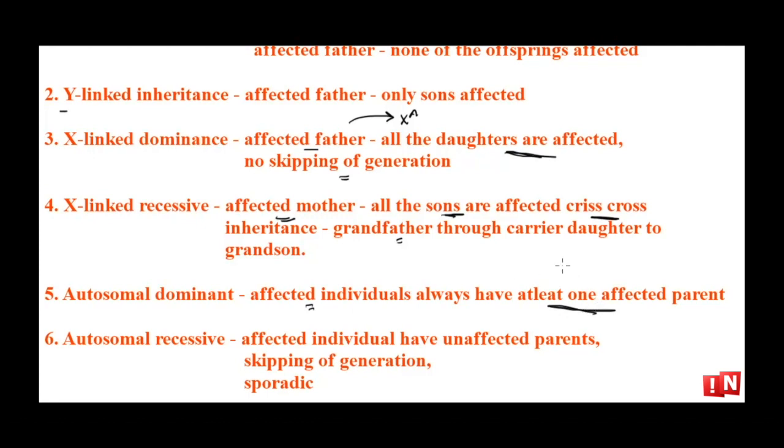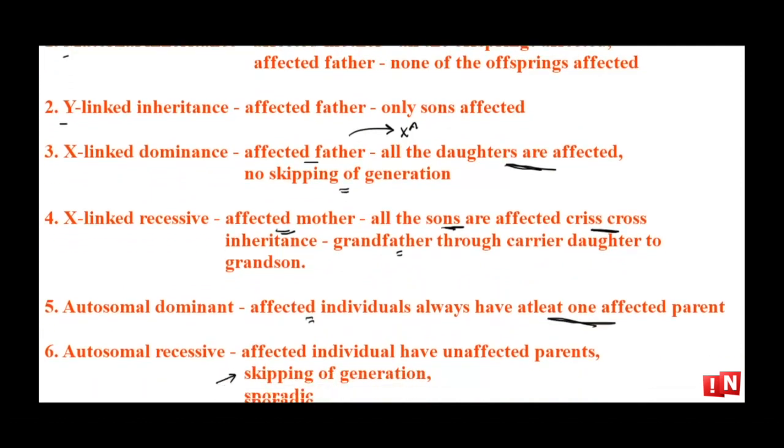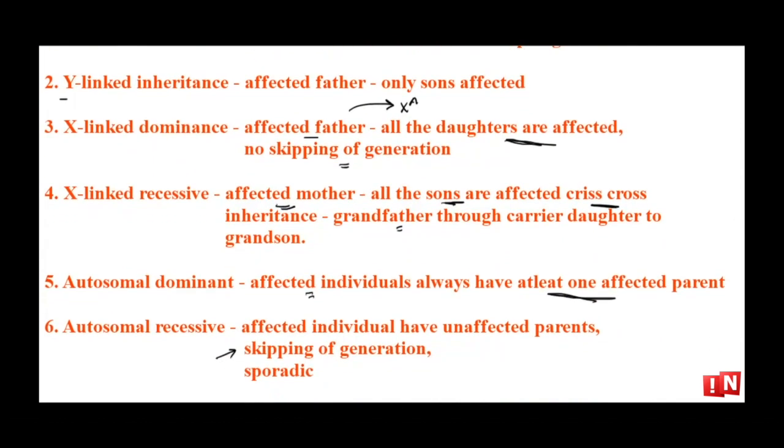Autosomal dominant we can eliminate. In autosomal recessive, you will see skipping of generation and very sporadic appearance of the trait, and an individual who is affected might have unaffected parents or the other way around. Now let's keep these points in mind. These are the tips that would help us to identify. Let's move on and see some of the examples.